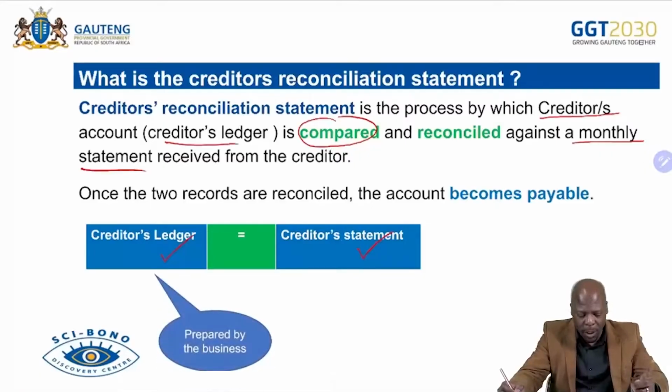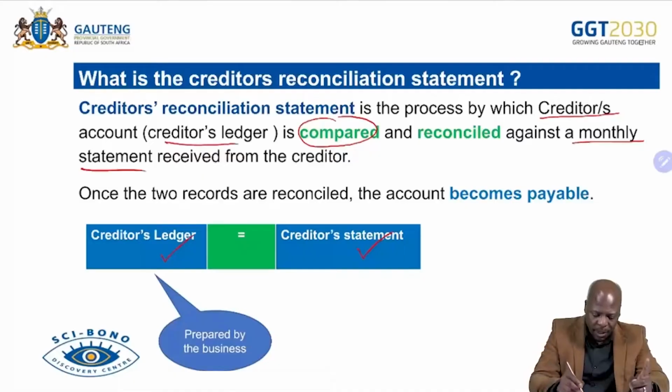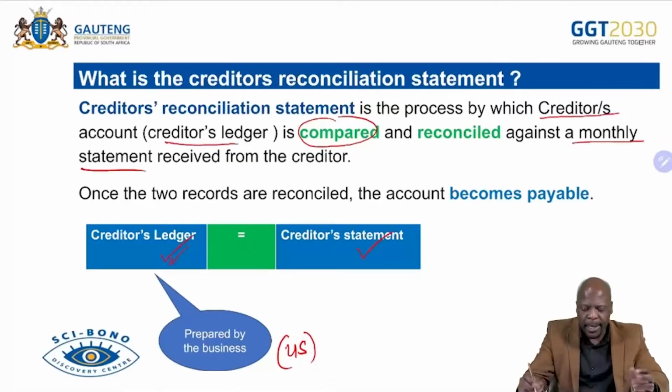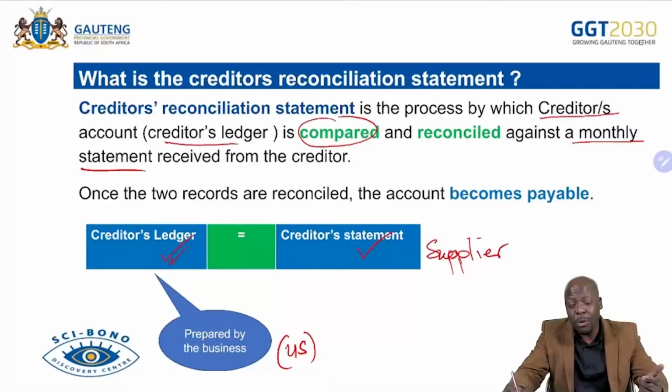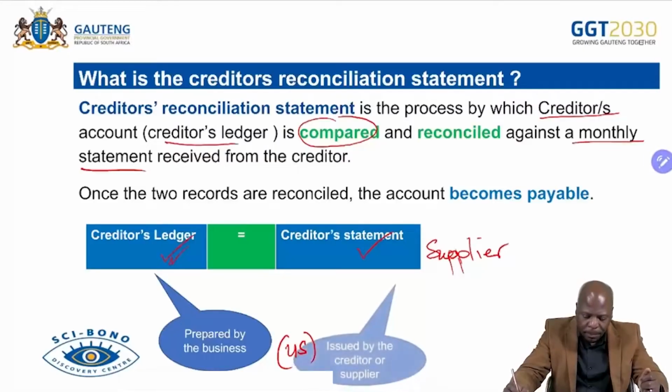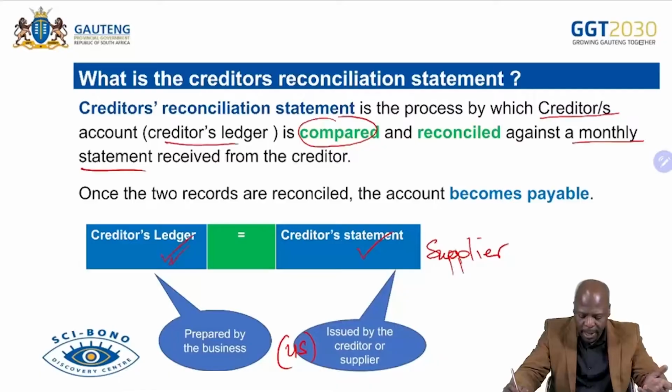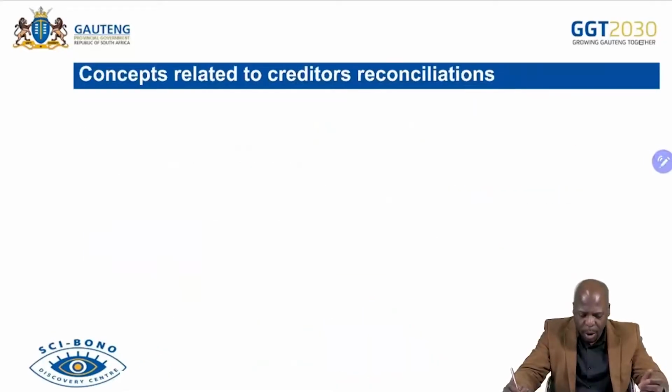Now, it is very important that you know that the creditors ledger is prepared by the business. The business is us in this particular case. So we get to prepare the creditors ledger. But as I said earlier on, remember the creditors statement is coming from our supplier. So this one is coming from the supplier. You have to remember this as we are going into today's lesson, that we prepare the ledger, but the statement is sent by the supplier. Here it is issued by the creditor, who is the supplier.